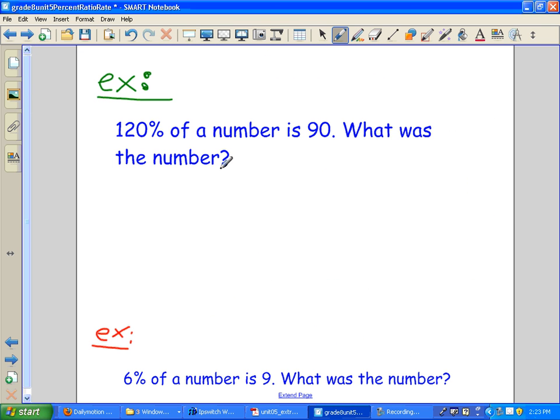So let's try this one. It says 120% of a number is 90. What was the number? So let's try it. We've got 90. It could be $90, could be 90, whatever. So 90 is the number. And we're going to divide it by 120%. So we've got 90 divided by 120.